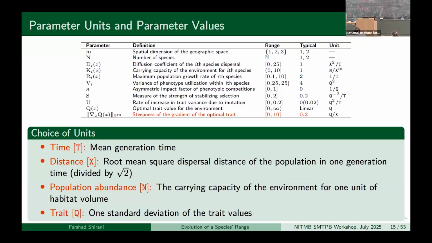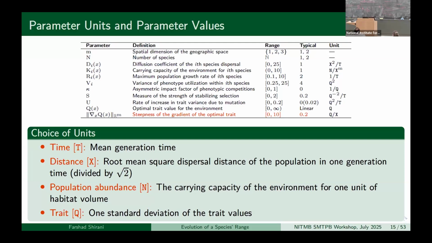Once we have that, we measure the carrying capacity of the environment, and we set the population abundance unit such that the carrying capacity is one. And after that, we measure the trait values, we calculate the standard deviation of the trait values, and we set that standard deviation as a unit of measuring the trait values. And with these parameters, we could search in the literature. We spent a lot of time. We could find reasonable values for every parameter in the model.